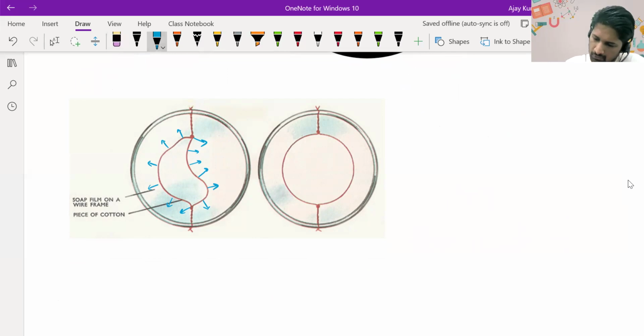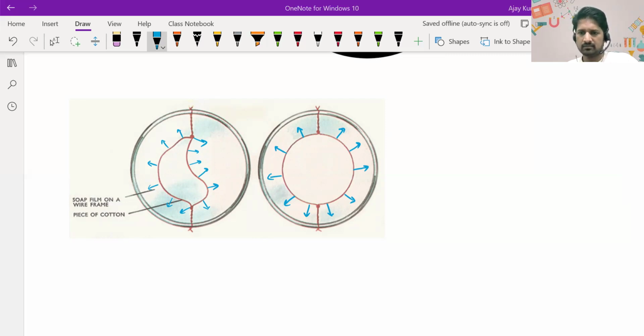Now what will you be left with? You'll only be left with these outside forces, forces pulling the loop outwards like this. As a result, it expands and takes a circular shape. Finally, that is how it settles. This happens in real life also. You can try it out if you want.